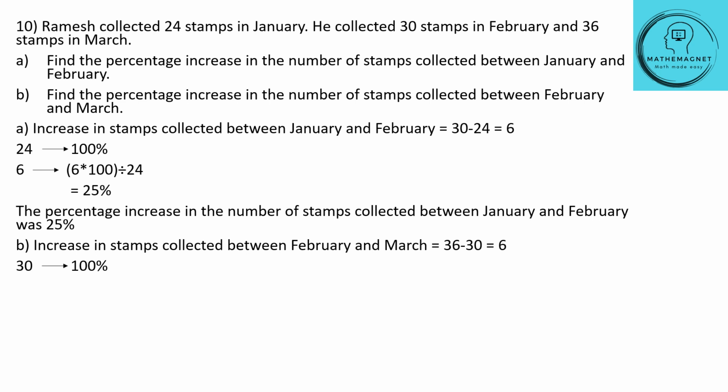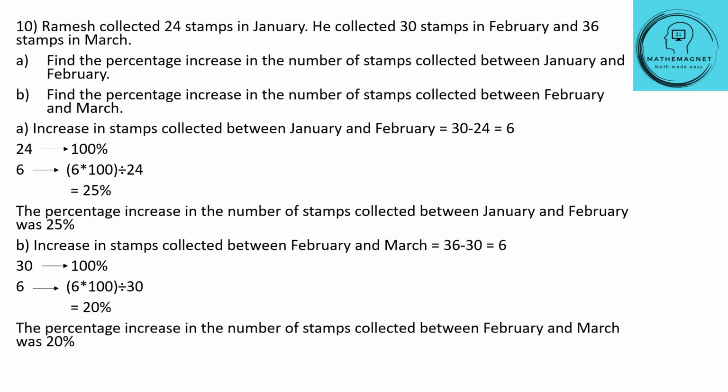Now, when you're comparing between March and February, basically here your base value becomes February. So February's value will become your 100%. February, the number of stamps collected was 30 stamps. So 30 stamps will be equal to 100%. Now the difference amount of 6 stamps will be equal to 6 into 100 divided by 30, which is equal to 20%. So there was a 20% increase in the number of stamps collected between February and March.